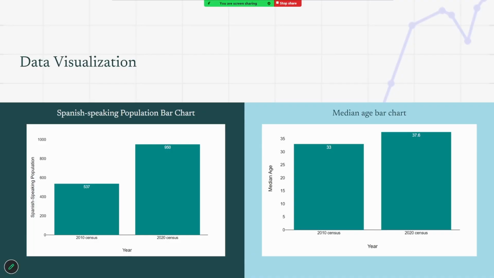This is just a quick data visualization showing the increase of the Spanish-speaking population as well as the median age.